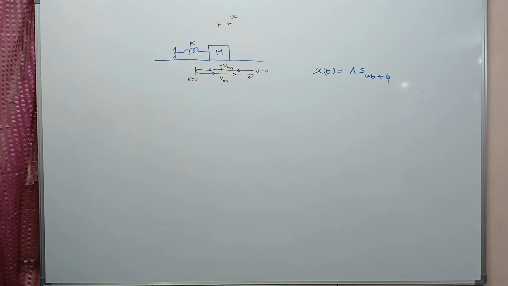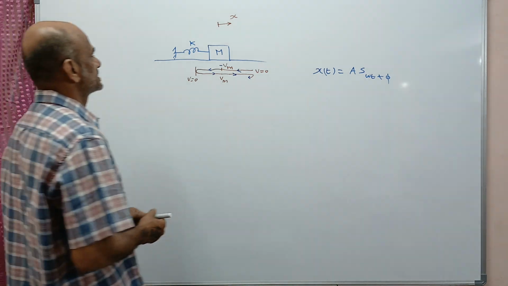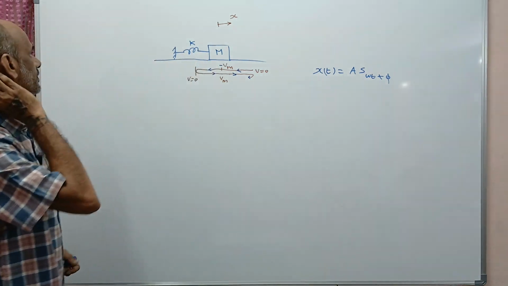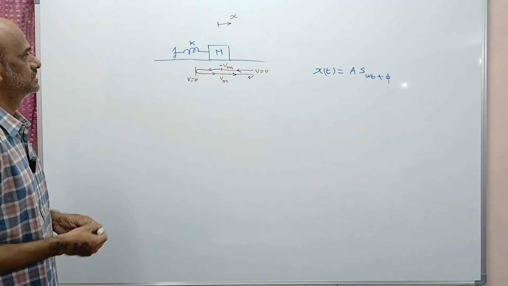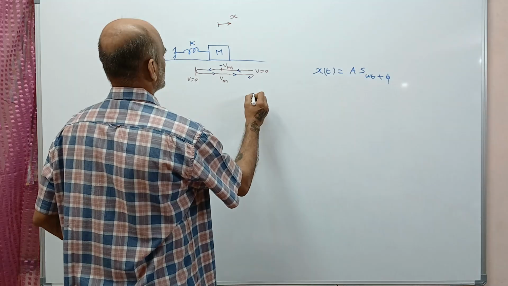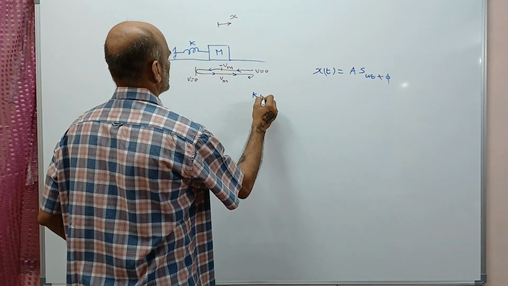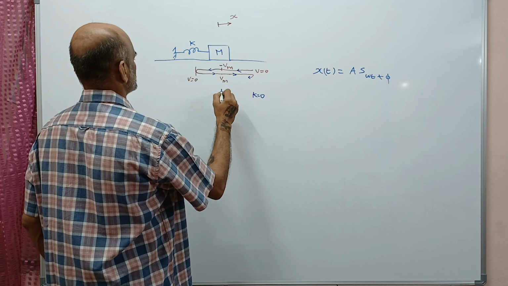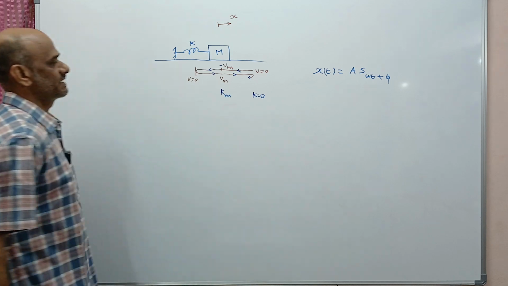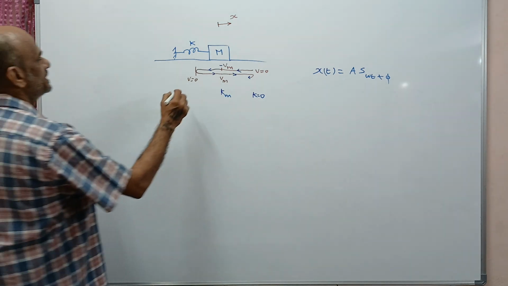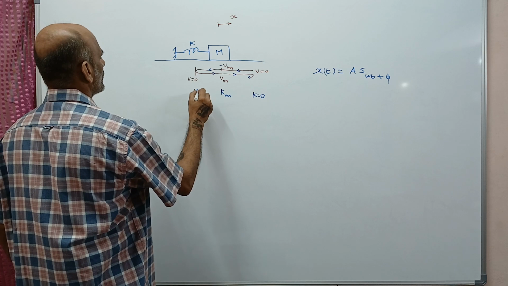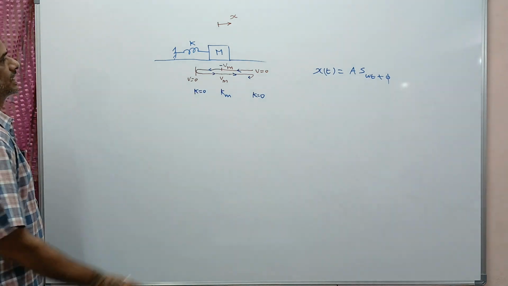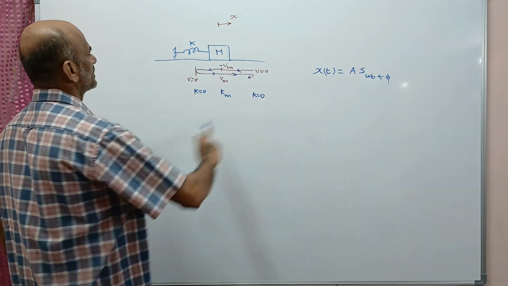There are a few interesting things to note about this motion. The kinetic energy of this motion is half m v square, because the spring is massless. So kinetic energy here is 0 because velocity is 0. The kinetic energy at the mean position is maximum because velocity is maximum, and kinetic energy again here is 0. And when it comes again, the kinetic energy will be maximum, and it keeps on repeating.